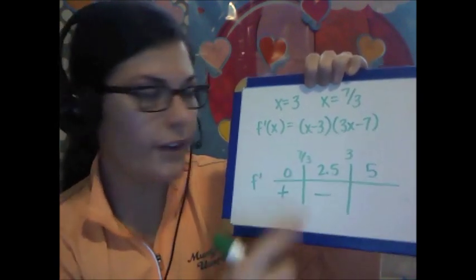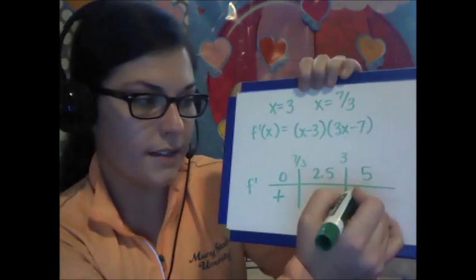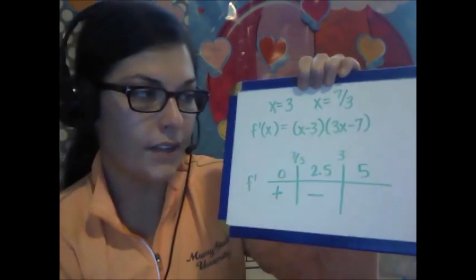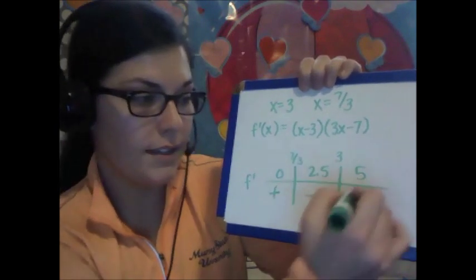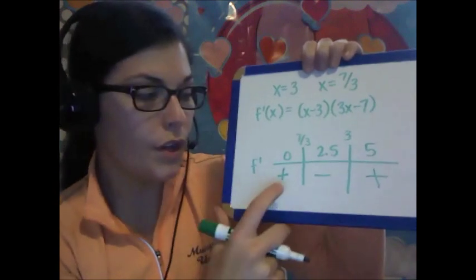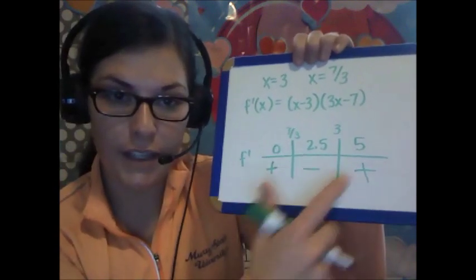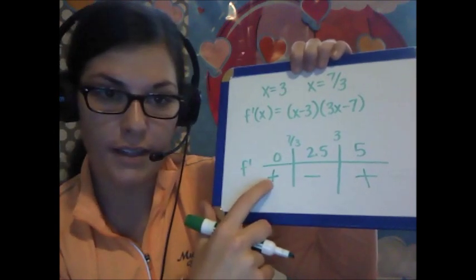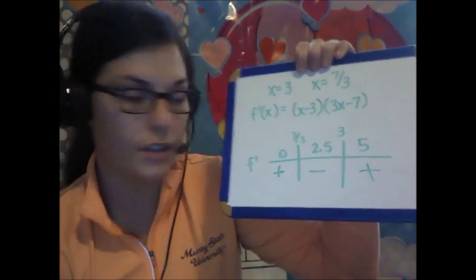Last piece, I have 5. 5 minus 3 is a positive value. 3 times 5 is 15. Minus 7 is 8. So I have positive times positive, which is positive. So from here, we are going to look at our sign chart. And where our first derivative is positive, we know the original function is increasing.